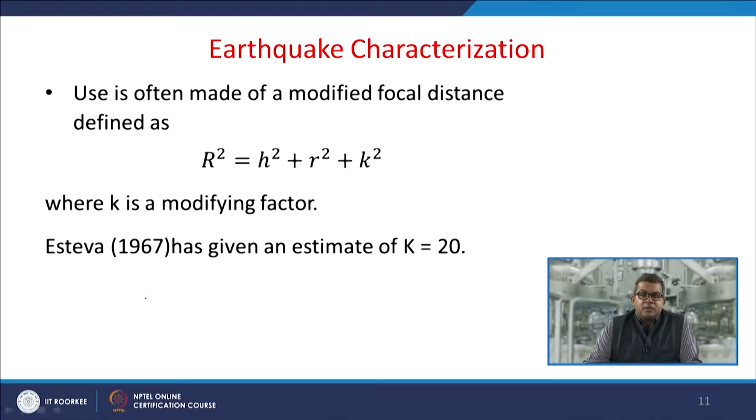So, use is often made of a modified focal distance defined as R square is equal to h square plus r square plus K square, where K is the modifying factor. Esteva in 1967 has given an estimate of K equal to 20.